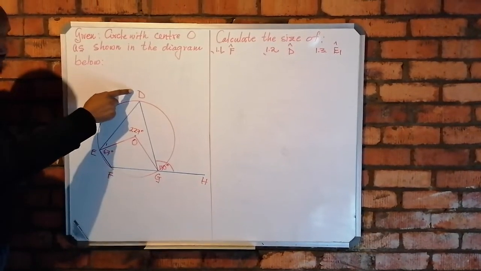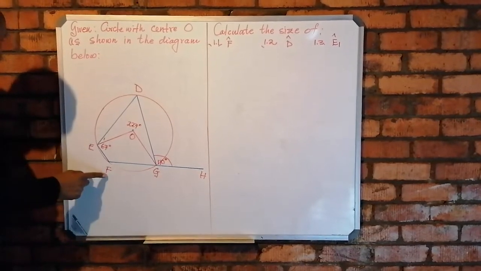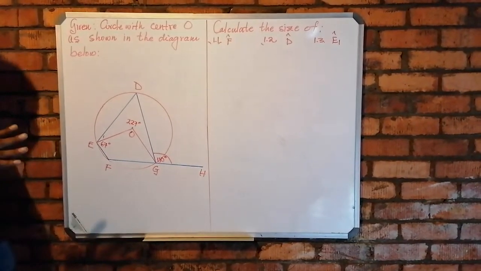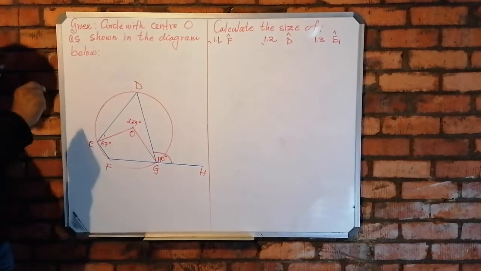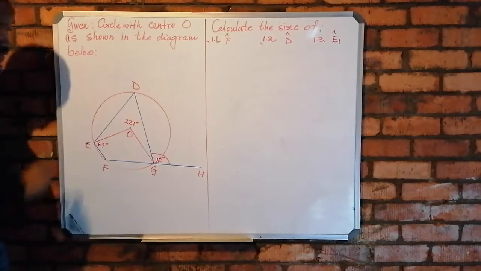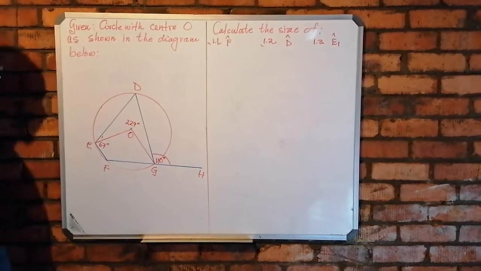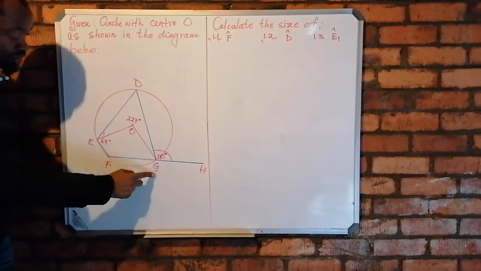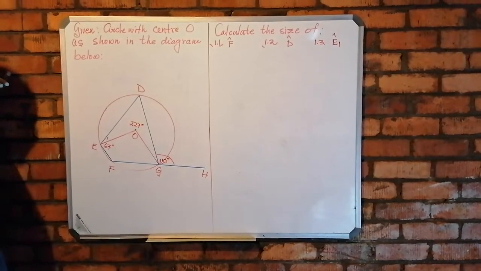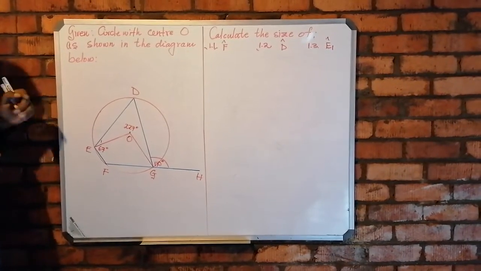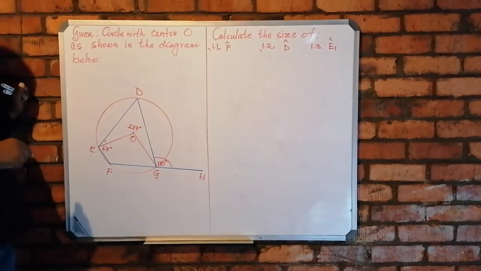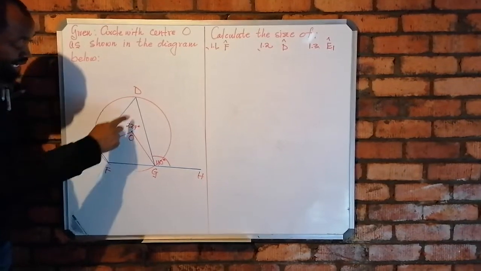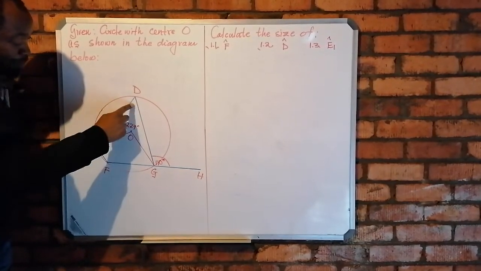Number 2, look at this particular diagram. If you look at D, E, F, G, you can see that we have got 4 sides with vertices that are on the circumference of a circle. That means that D, E, F, G is a cyclic quadrilateral. Remember the 2 theorems that we have done so far. Opposite angles of a cyclic quadrilateral are supplementary.